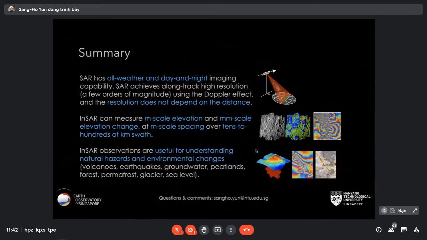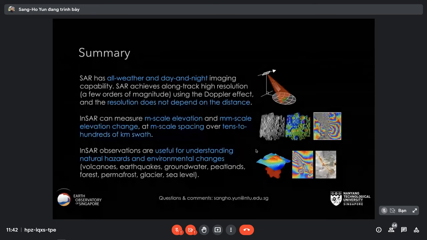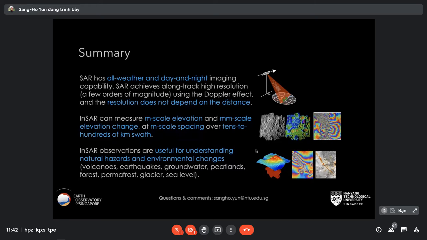To summarize, SAR has all-weather, day and night imaging capability. And the important thing is the resolution does not depend on the distance. By engaging the synthetic aperture, resolution is irrelevant to the range. InSAR can measure meter scale elevation and even millimeter scale elevation change at meter scale spacing at tens to even hundreds of kilometers swaths. So it's a very useful tool for measuring small-scale change over a wide area. Its observations are useful for understanding natural hazards and environmental changes, and its field is growing with more and more sensors put up in orbit, and more researchers looking into the data.